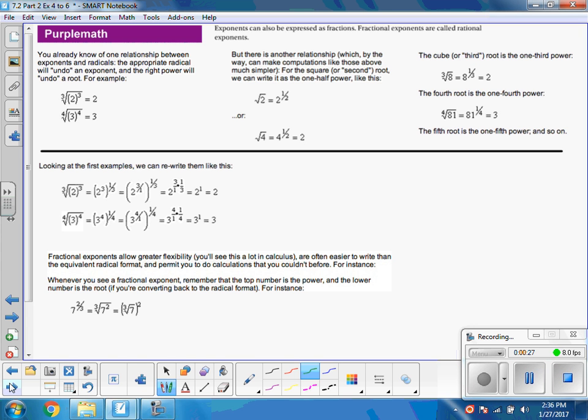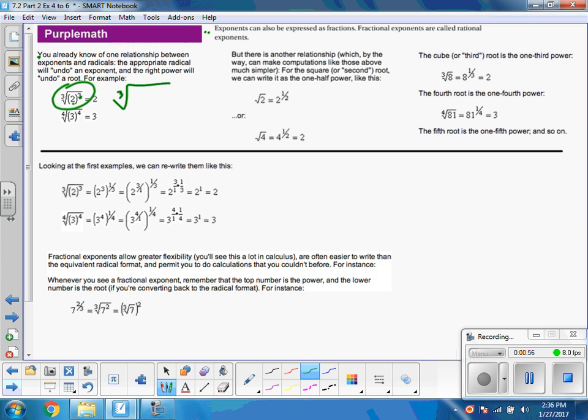So exponents can be expressed as fractions. They can be. And so let's look at what that actually means. Okay, so we already know there's a relationship between exponents and radicals. So let's look at this one right here. This is saying 2 to the third power, and instead of a square root, because that's what that means, and we don't write the 2 in there for that, this is like a cube root. Okay, so let's look at what that looks like.